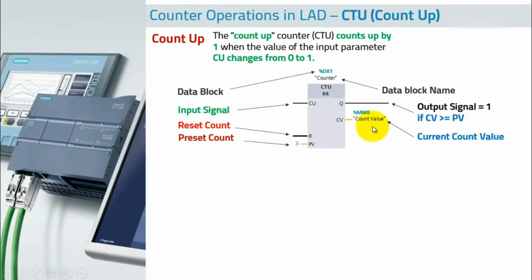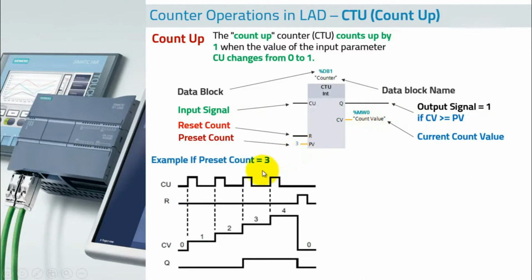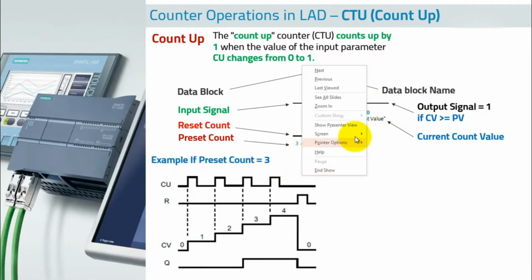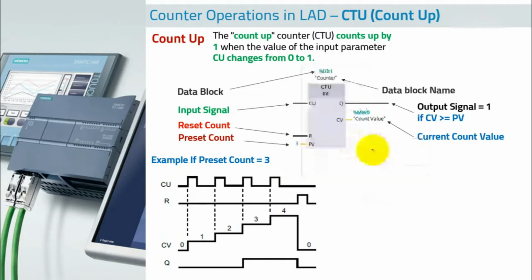That's the current value. So we have a timing diagram here. You can have a look. We have a CU. Let me take a pen. The CU is my input signal. Let's say the input signal goes on 1 time, and here it's on for the 2nd time. And this is the CV, the count value, which is getting incremented.